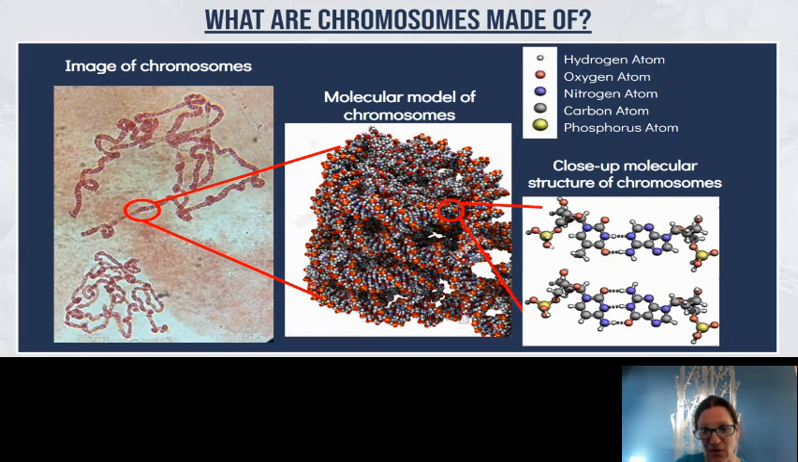Zooming in even further, we can see what the structure of these chromosomes actually looks like. The different color atoms are representing different types of atoms. So any white circles are going to be hydrogen atoms, red are going to be oxygen, blue nitrogen, gray carbon, and green something called phosphorus. All atoms that we, with the exception of phosphorus, have encountered before this year.